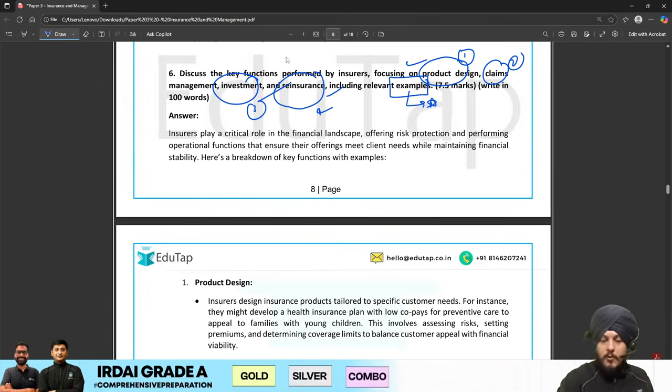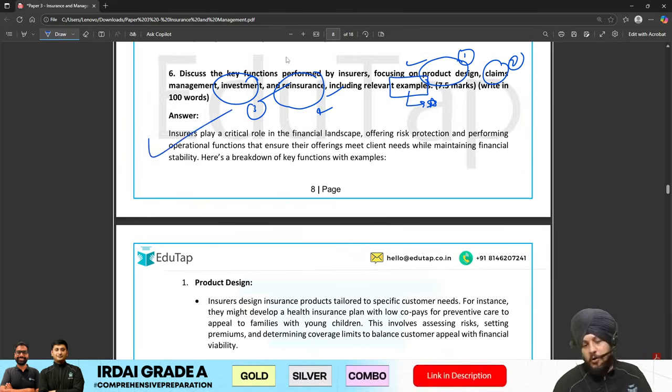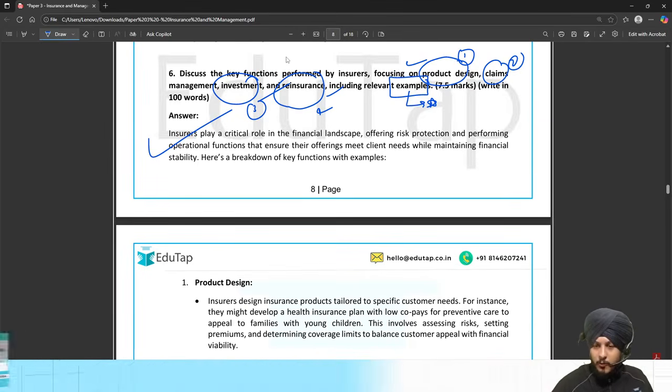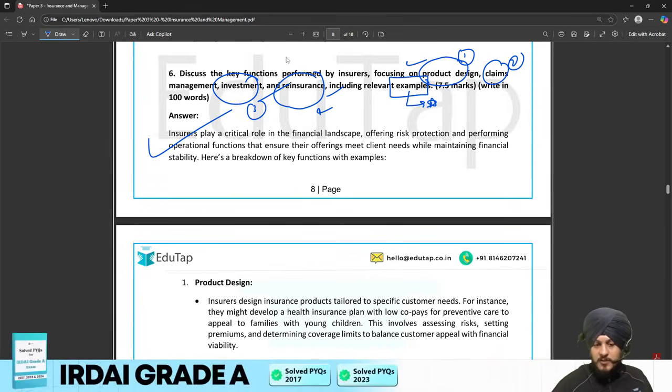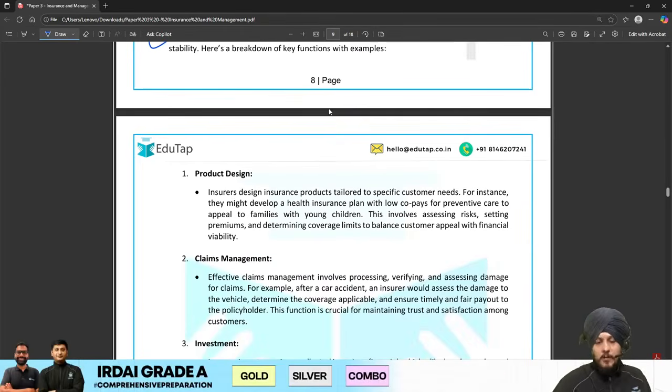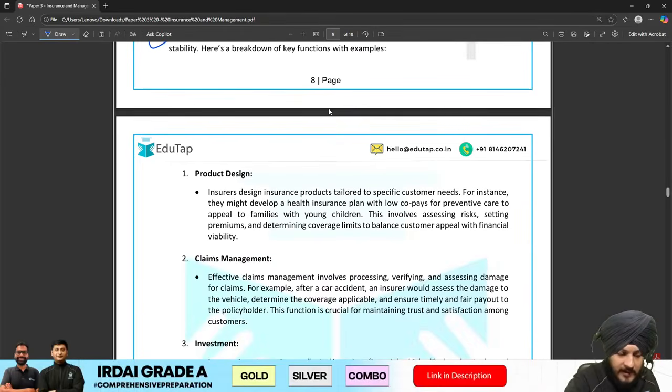Firstly, you will talk about some introduction. Very precisely, you can say that insurers play a critical role in the financial landscape, which includes offering risk protection and performing operational functions that ensure their offerings meet client needs while maintaining financial stability, right? And after that, you can talk about this component. For example, you can talk about product design, right?